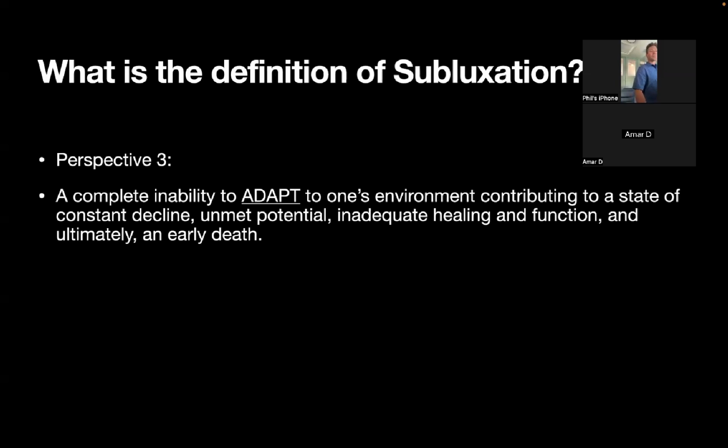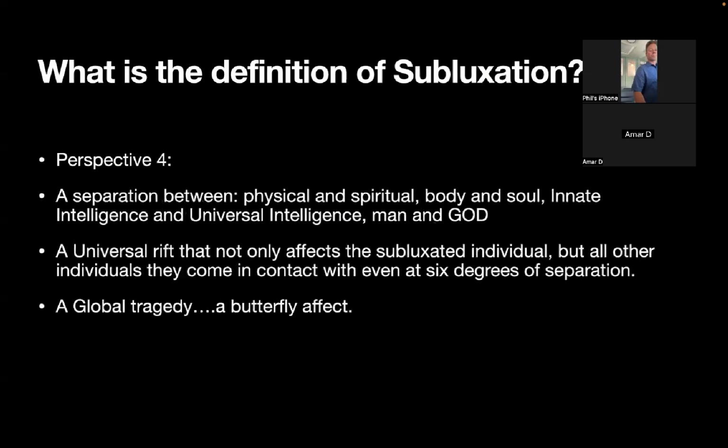And then I would say, you take it to perspective 4, which is ultimately even bigger thinking. And Phil, I think you touched on this, where now you get perspective 4, where this subluxation is a complete separation between the physical body and the spiritual body. It's a separation between the body and the soul, the innate intelligence, which is connected to universal, and subluxation disconnects those 2 intelligences. So you cannot be connected to universal intelligence. You cannot be connected to the universe. It's a separation between man and God. And that's really, when I think about subluxation, that's how big it is.